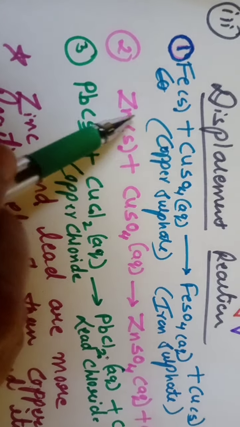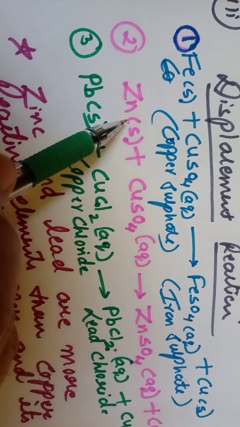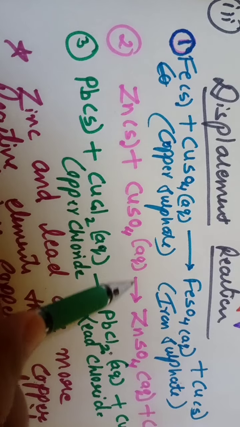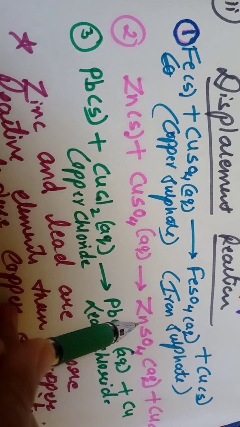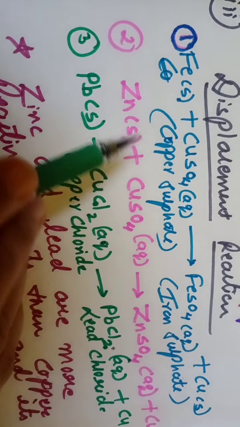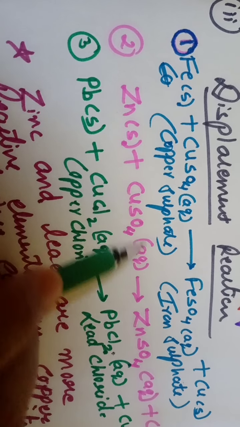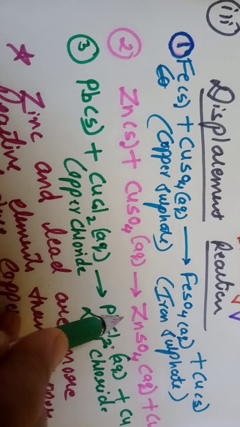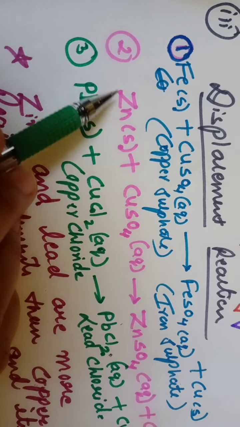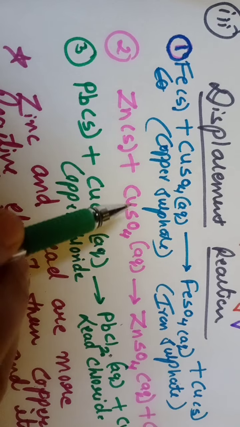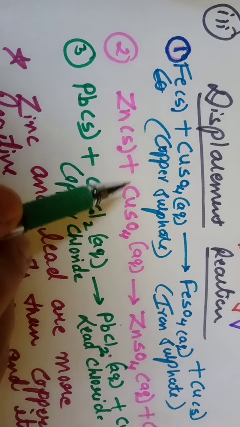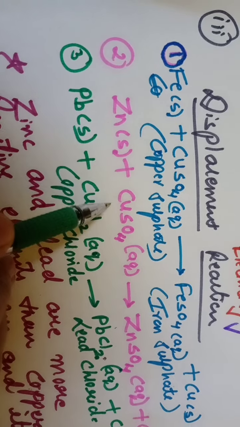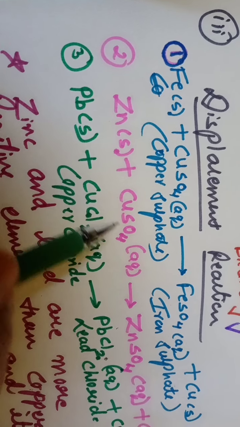Next is zinc. Here zinc displaces copper, forming zinc sulfate. Zinc displaces copper, forming zinc sulfate. Because here zinc is more reactive than copper. Note down. So zinc is more reactive than copper. Note down these points, dear students.